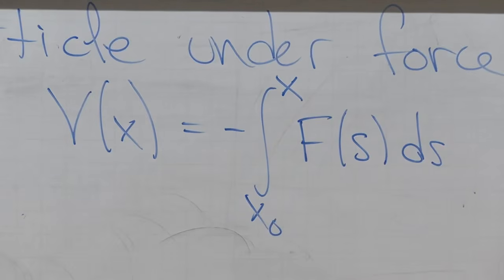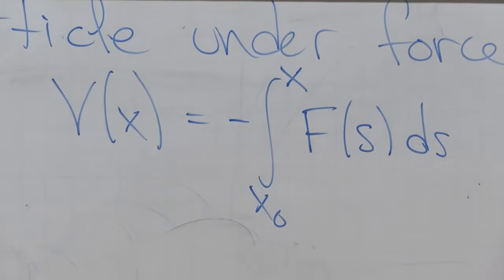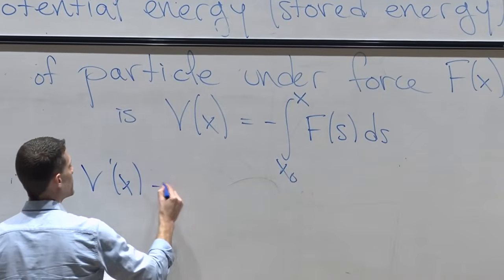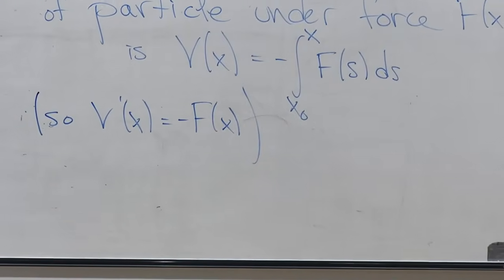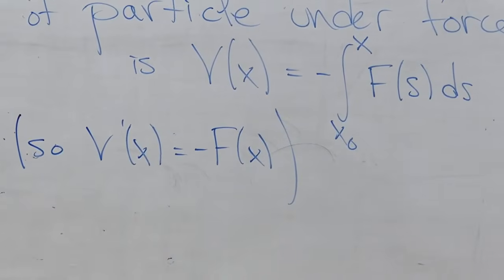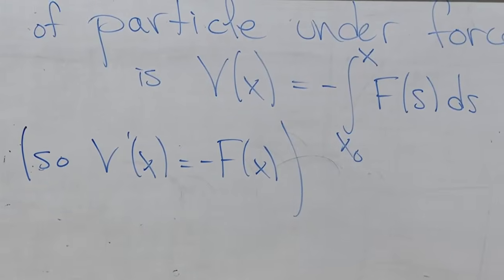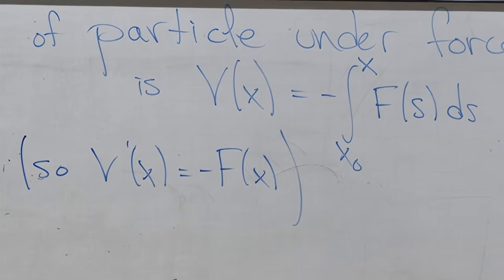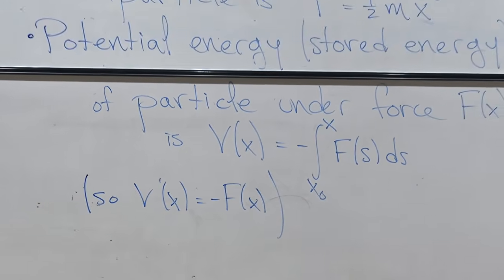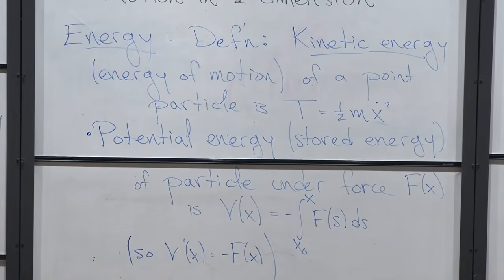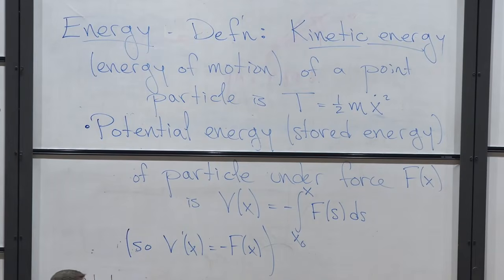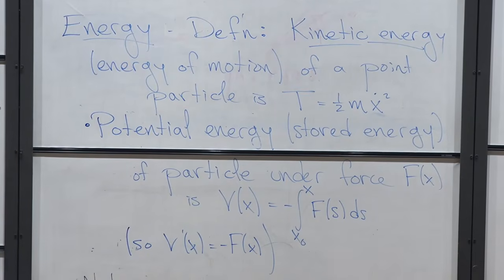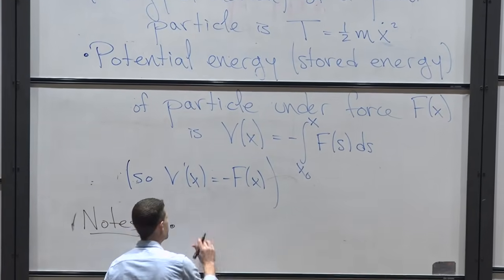And we're going to try to make sense of why that's the sensible thing to have, both in terms of the minus and the antiderivative. So, of course, we can note that v prime of x is minus f of x. Okay, let's make a couple of notes here. So one, which is obvious, is that if there are no forces acting on a particle, then there is no potential energy.